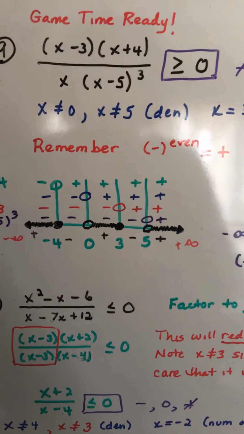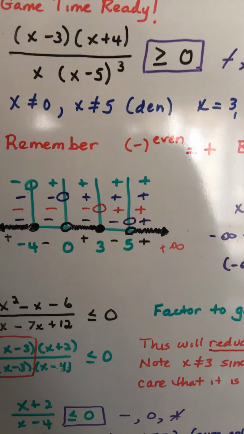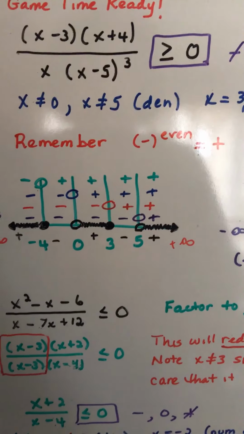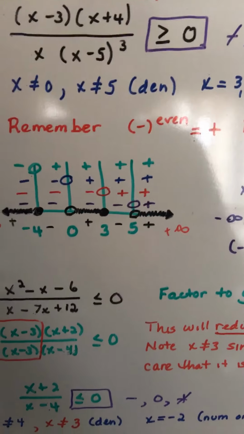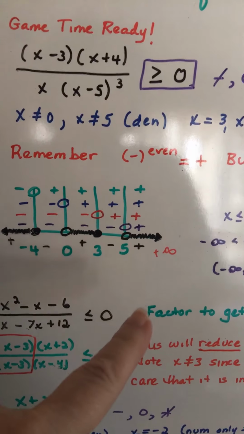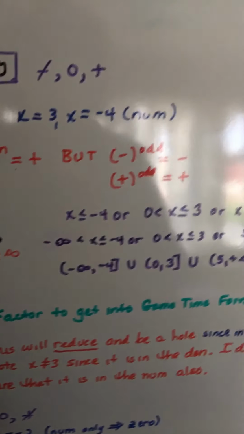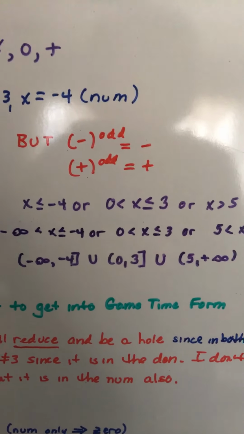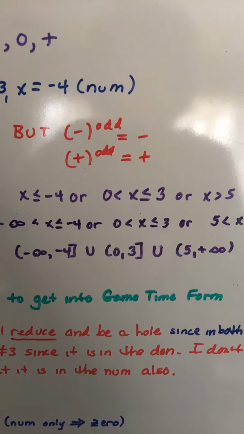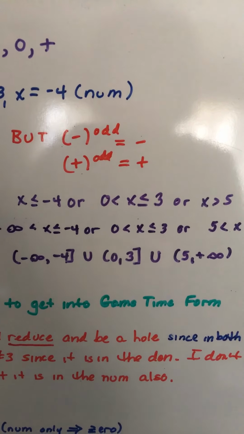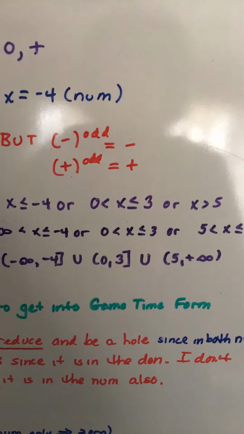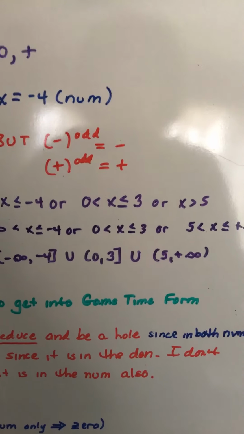So I put in the open circles on 0 and 5, closed circles on the 3 and -4. And I shaded what was needed. Notice we have a left end, we have a right end, and we have a middle. Now, we can, of course, write this the normal way like we would be used to. On top, x is less than or equal to -4. x is between 0 and 3, including 3. x is greater than 5.